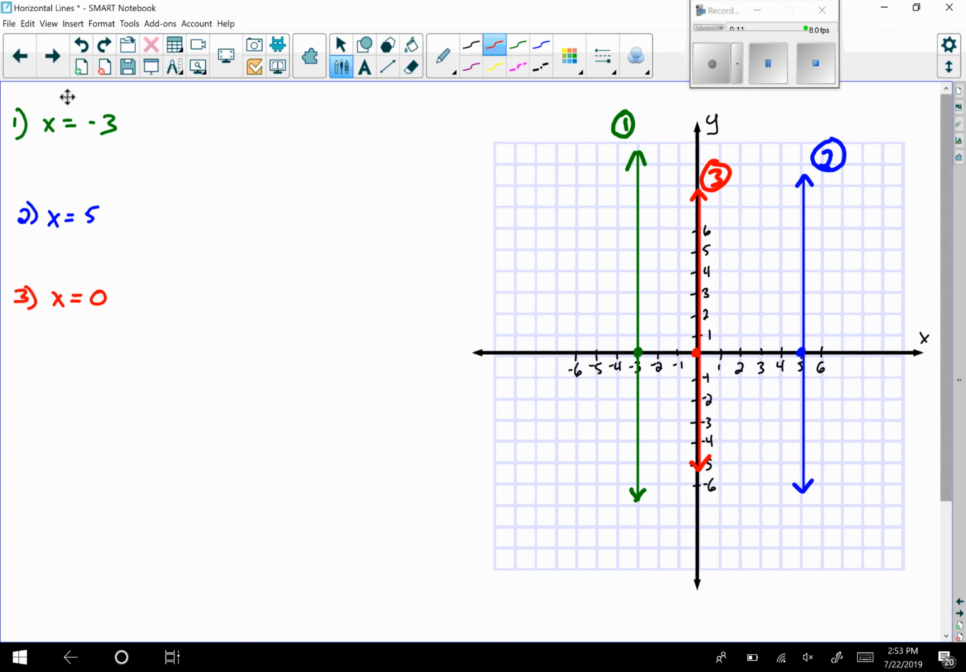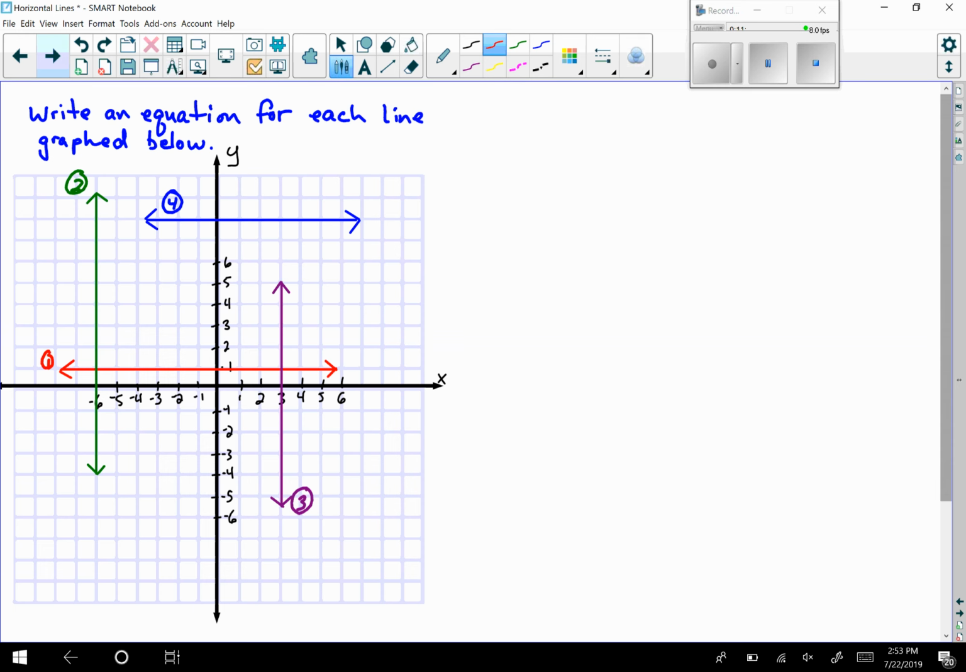So for my last set of examples, I'm now going to give you the lines of each of these types, either horizontal or vertical, and we're going to write out the equations. Notice the directions say write an equation for each line, graph below. So again, if you want to try these on your own before I give away the answers, go ahead and pause the video and then hit continue to see these answers.